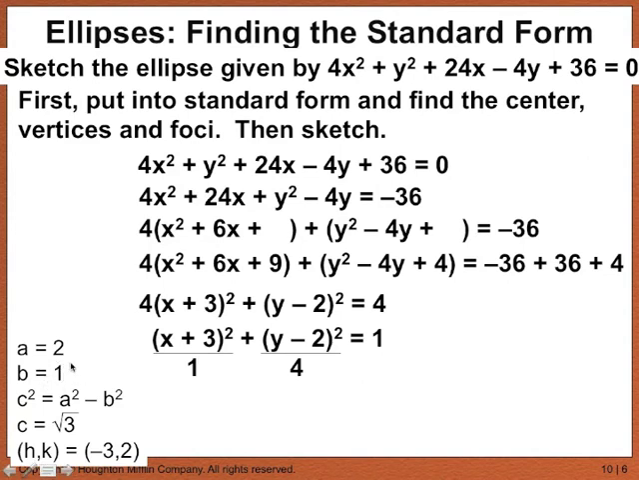Now I know that c squared equals a squared minus b squared. So when I fill in 2 for a, 2 squared is 4, and 1 for b, 1 squared is 1, 4 minus 1 is 3, and therefore c equals root 3. Filling in my a and b to find c. And finally, my (h, k) is (negative 3, 2), which I can get straight from the standard form, because x minus h is x minus negative 3, and y minus k is y minus 2. Negative 3, 2 is my center.